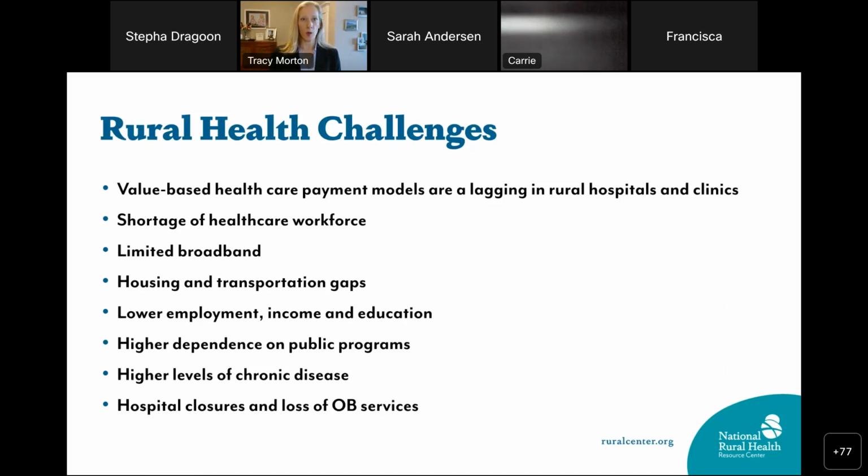Generally, there is lower employment, income, and education, which is a disparity that exists in rural. We have a higher dependence on public programs, and we have higher levels of chronic disease in rural America compared to urban America. And then on top of all of that, we have the jeopardy of very thin operating margins within our rural hospitals and clinics, hospitals closing because of that, and the loss of some services that are actually keeping our younger families local. Younger families lend to vitality in rural communities for future generations, and they also bring in commercial payers that pay in a different mechanism than cost-based reimbursement too.